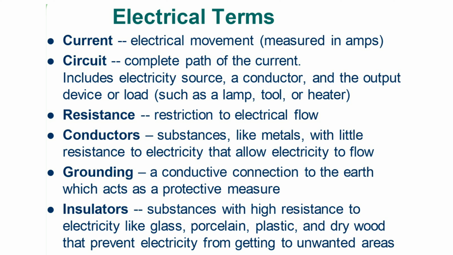Grounding: a conductive connection to the earth which acts as a protective measure. Insulators: substances with high resistance to electricity, like glass, porcelain, plastic, and dry wood, that prevent electricity from getting to unwanted areas.